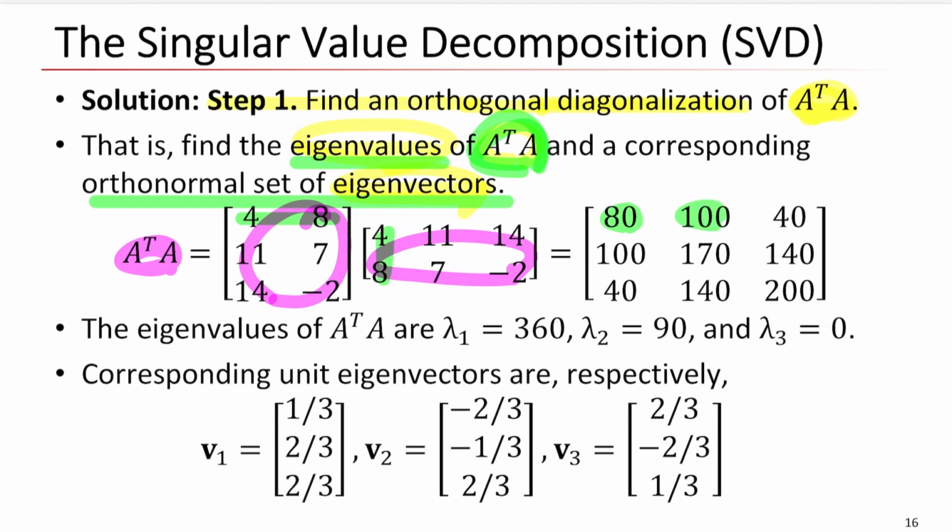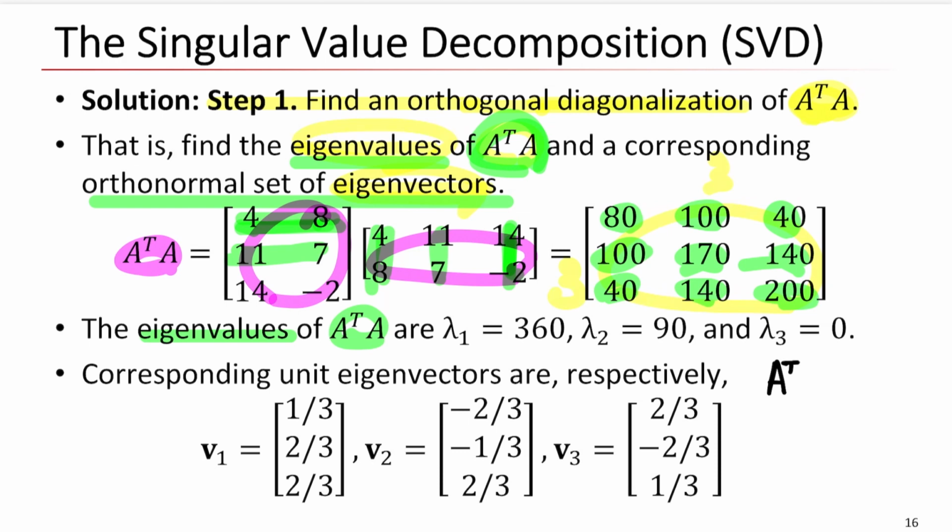This one can be computed by this row times this column, this one by this row times this column, and this one, and this one, right? So you can easily compute A transpose A. Now this is a square matrix whose size is 3x3. First of all, we have to compute the eigenvalues of A transpose A. So how can I find that?